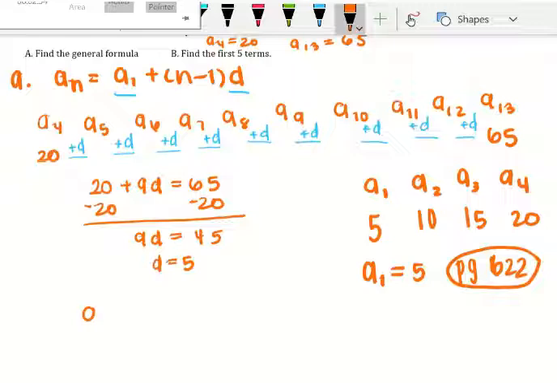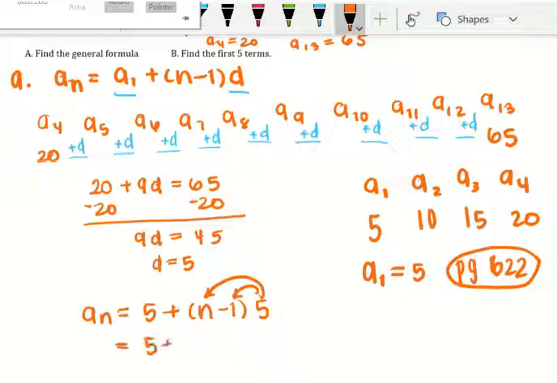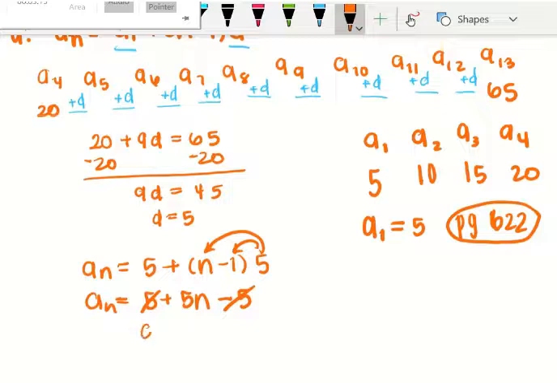So now I could plug everything in. an is equal to 5 plus n minus 1 times 5. Remember to distribute the 5. Then the 5's actually cancel out in this case. Then you get an is equal to 5n.